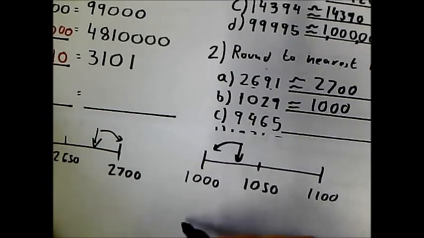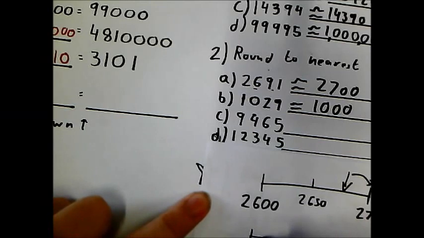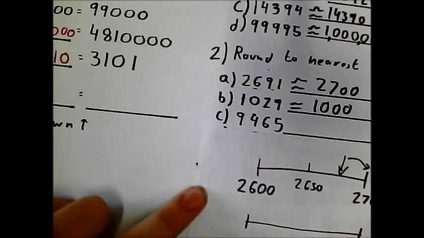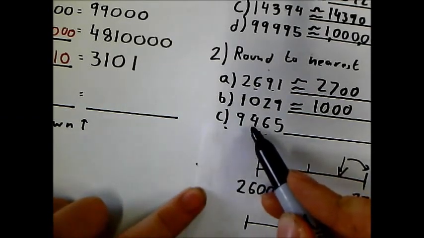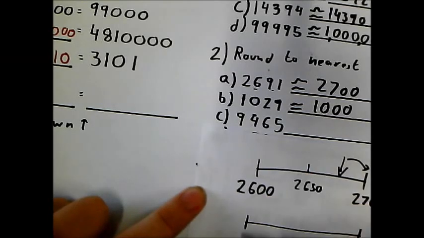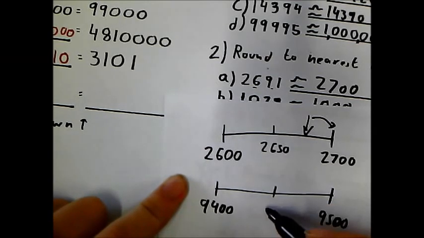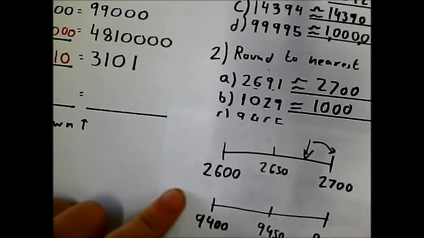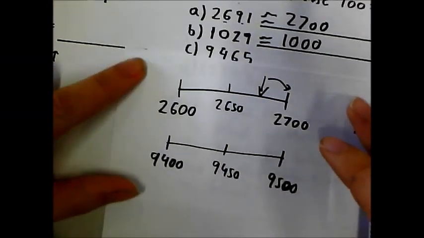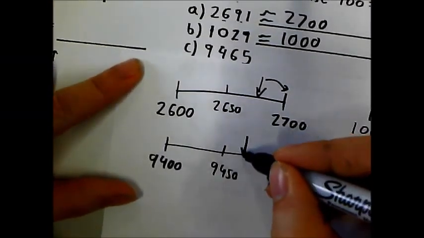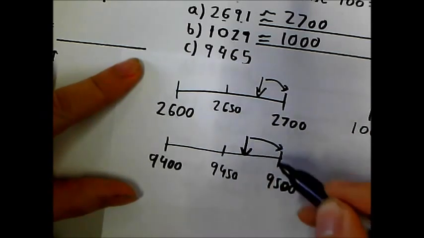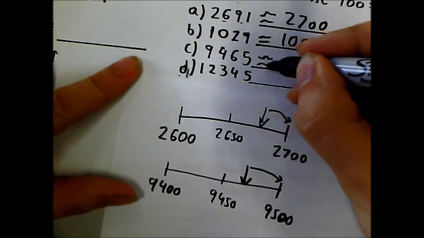Question C. I'm going to put in my number line. I either want 4 hundreds or 5 hundreds. It's either close to having 4 hundreds or 5 hundreds. So 9,400 or 9,500. Halfway between this is 9,450. We have 9,465. That's to the right of the halfway point. It rounds up to 9,500.